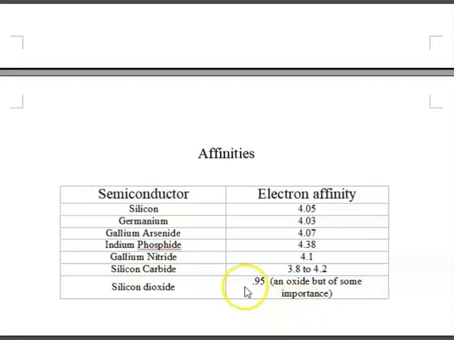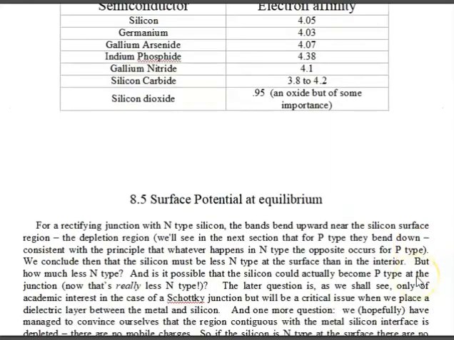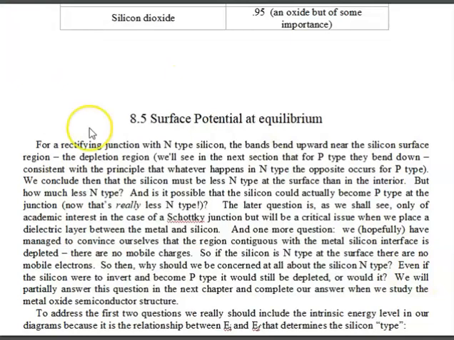It has a very high band gap. In fact, it's not even a semiconductor. If we think of it as a semiconductor, its band gap would be about 9, but it has a very low affinity. So this section is essentially a little bit of a curiosity.